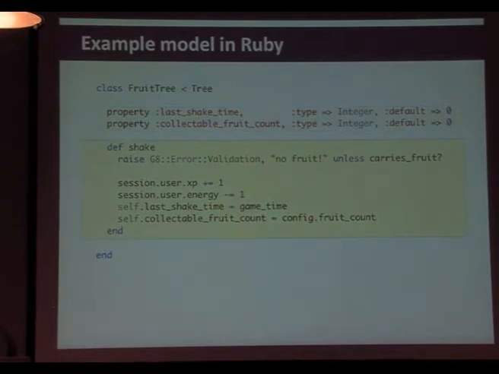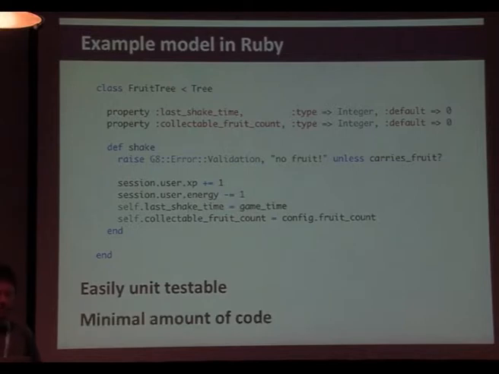And the action itself is also something everybody could understand. Just increment the counter here, decrement the counter there, set some attributes, that's basically it. So this is really easily testable in a way. And I think it's more or less a minimal amount of code you could write to do this.